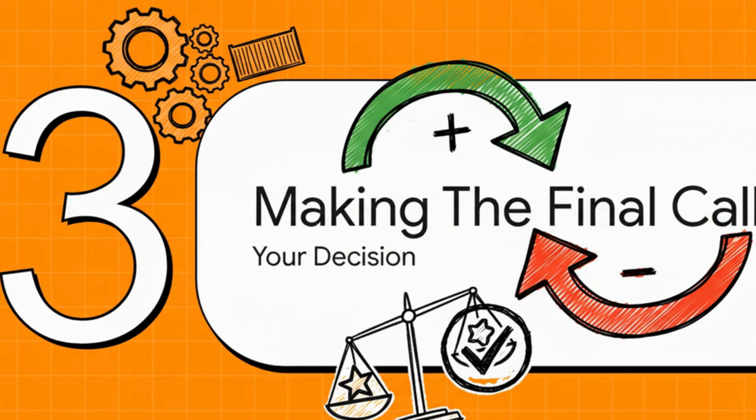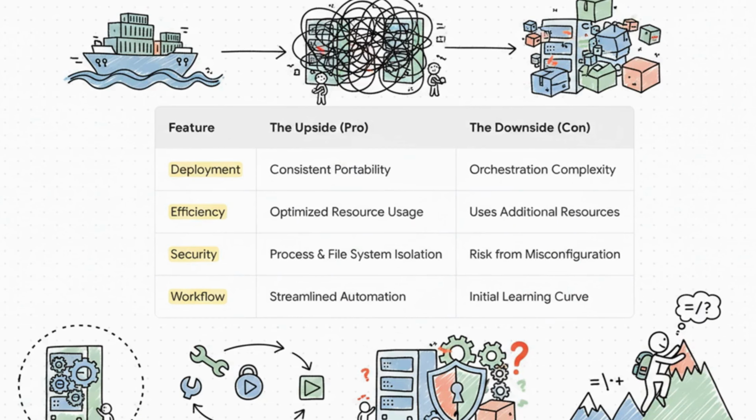Okay, we've seen the bright side, and we've stared into the pitfalls. So now, let's bring it all together. How do you actually make the final call for your own projects? This table really lays it all out, doesn't it? For deployment, you get that awesome portability, but the flip side is the orchestration complexity at scale. For efficiency, you get to use your resources way better, but you still have to account for that extra overhead. For security, you get fantastic isolation, but you're always one misconfiguration away from a potential risk. And for your workflow, you get slick automation, but only after you and your team climb that initial learning curve. It's a textbook case of trade-offs.